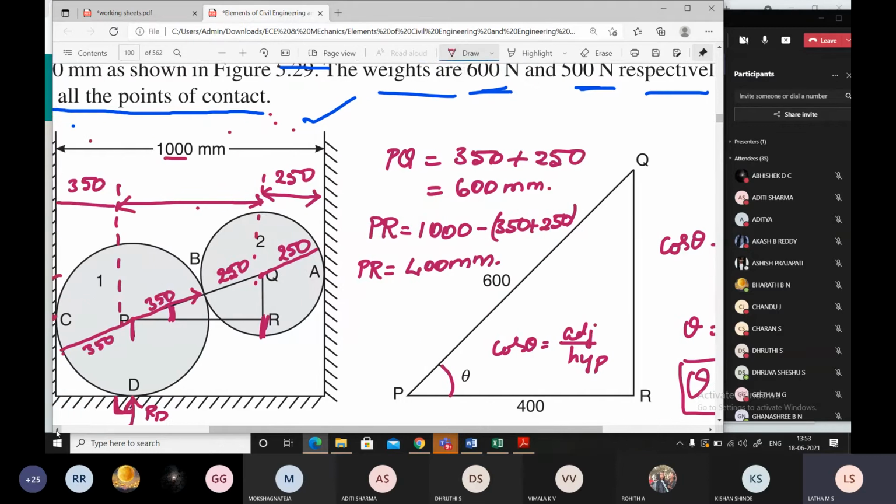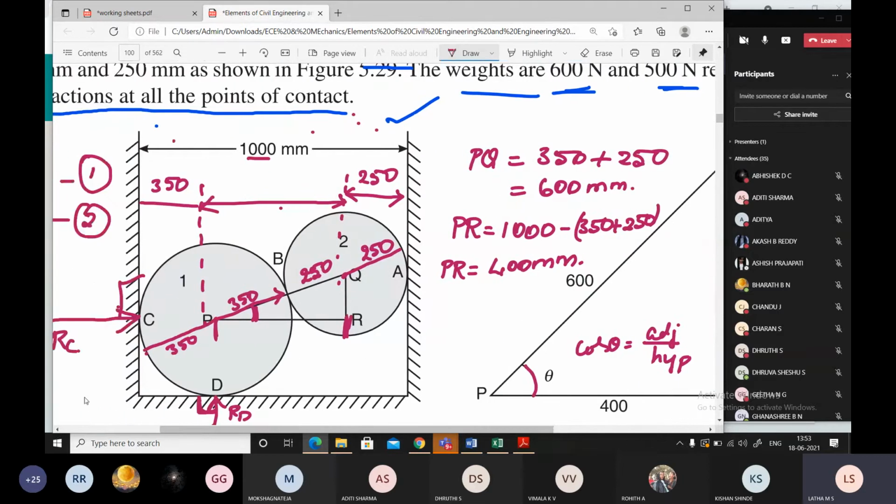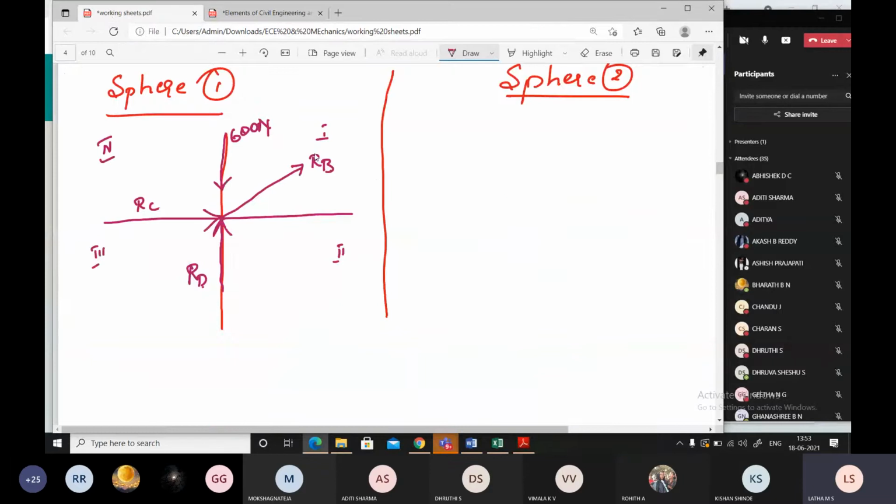This is for PR and QR. It's a very common problem, students. They ask it very repeatedly. You can do it very easily. Follow these steps. Okay. Now we'll go back to the free body diagram. Now tell me, this angle is 48.7 degree. Okay. Now what next, students?